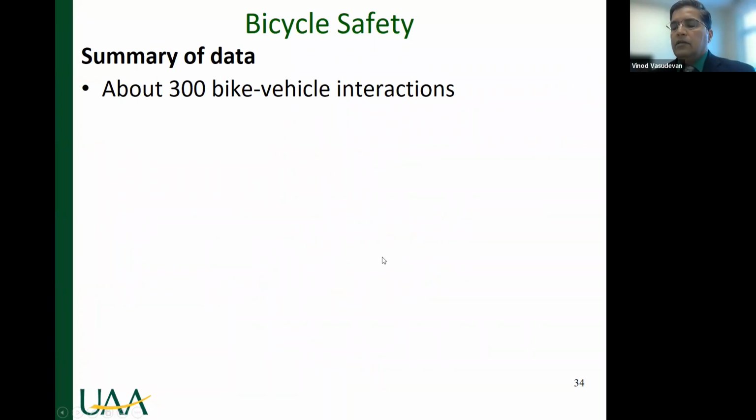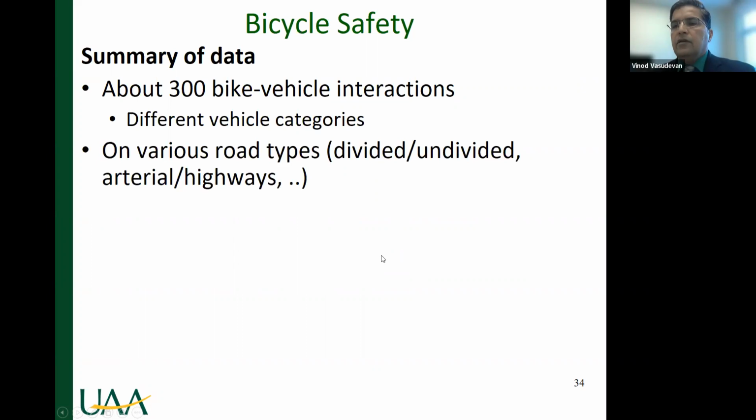Summary of the data: we had around 300 bike-vehicle interactions. Again, keep in mind that the vehicles are not necessarily the instrumented vehicle; they are also other vehicles. We had different categories of road types, like divided, undivided, arterial, highway, and some of the roads had bike lanes, some didn't. We had all this categorization, and we are not discussing the details here.